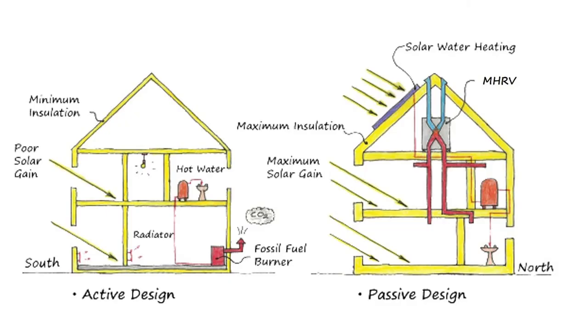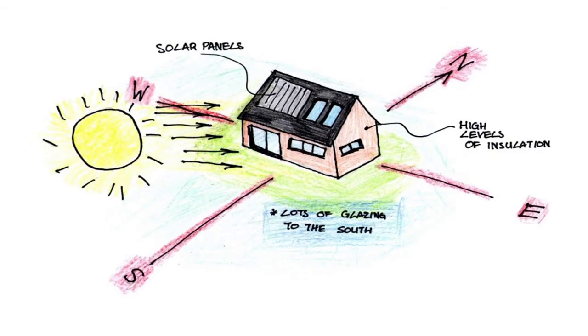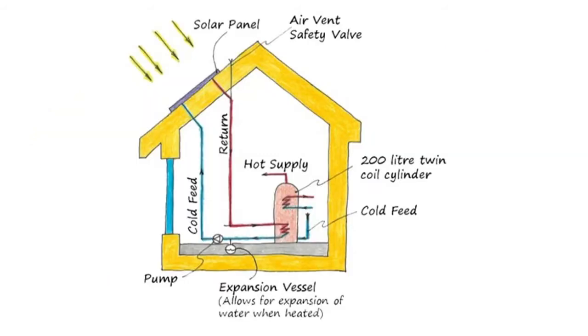In contrast, if we look at the passive house design, it works to passively supply the house with light and heat. To maximise solar gain, it has large south-facing windows, with the largest facade orientated within 30 degrees of south. It also has a solar panel on the south side of the roof. As we can see, this solar panel is connected to the hot water cylinder.